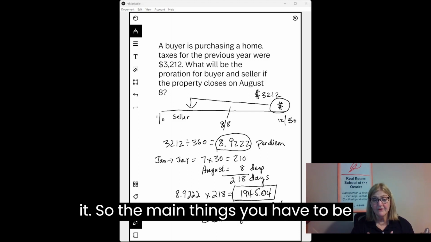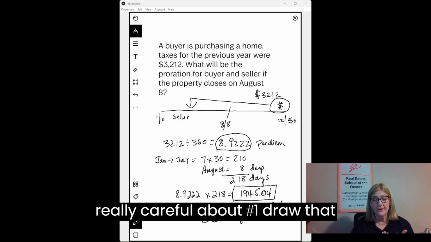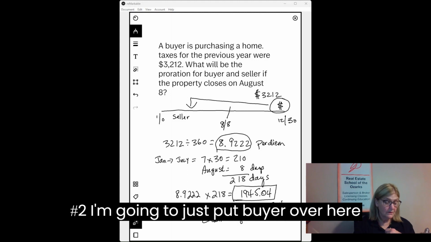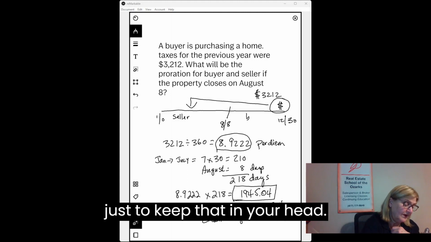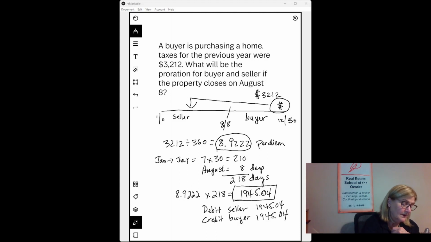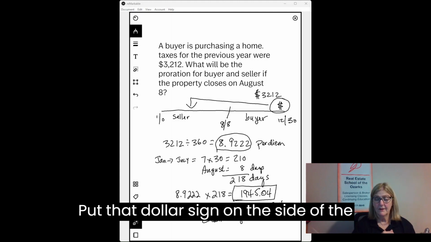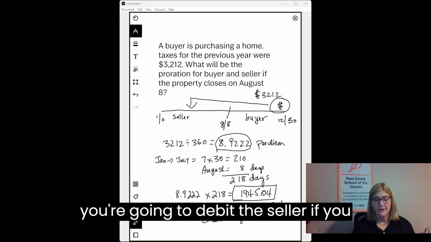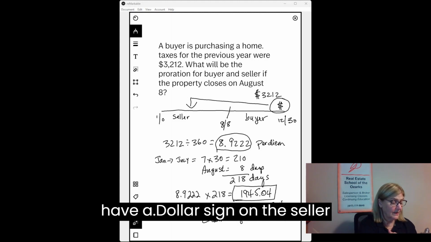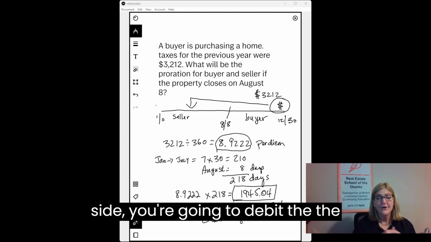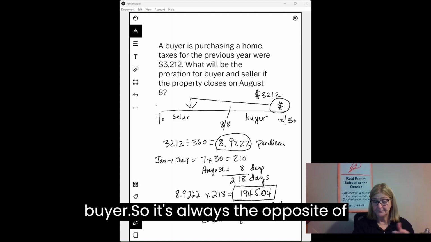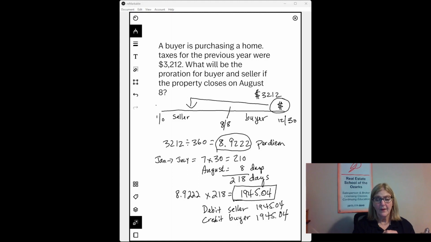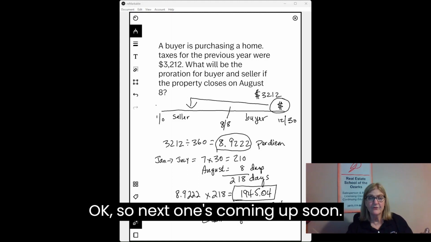So the main things you have to be really careful about, number one, draw that timeline. Number two, and I'm going to just put buyer over here just to keep that in your head. Put that dollar sign on the side of the calendar. If it's on the buyer's side, you're going to debit the seller. If you have a dollar sign on the seller's side, you're going to debit the buyer. So it's always the opposite of what you have for that dollar sign. Okay, so next one's coming up soon.